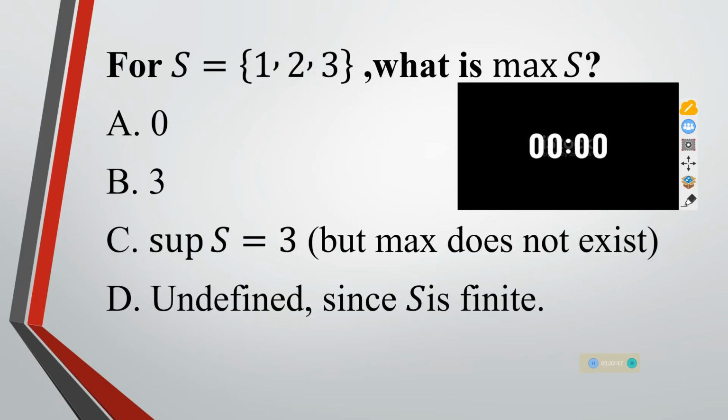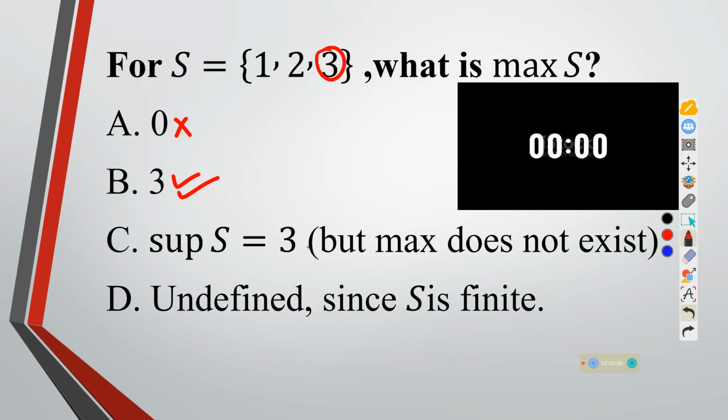So for S equal to that, what is the maximum of S? The greatest element in S, 0. When you look at 0, 0 is not in S, and 0 is smaller than all elements, and yet we need the maximum or the greatest value. So this is out. Then 3: when you look at 3, what is the maximum? So this 3 is the maximum. That is right, because this is the greatest element in that set.